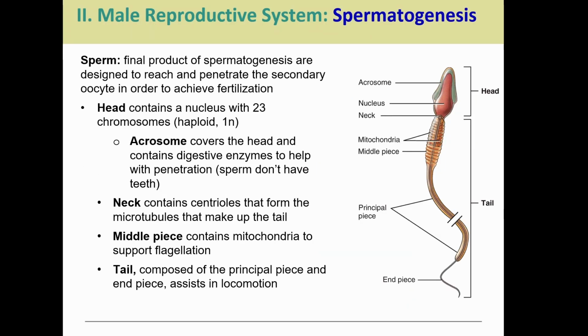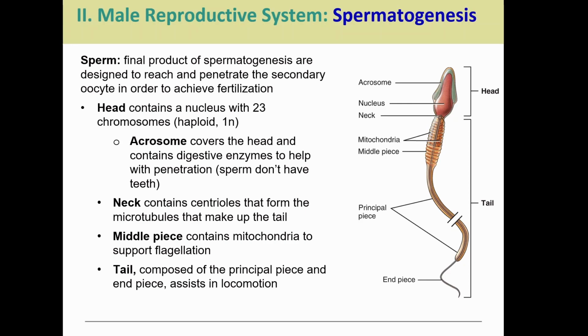And so here are the different pieces of a sperm cell. This is the final product. This is what's going to try to get into an egg or an oocyte. We have the head, which has the nucleus. It also has an acrosome over the top. The acrosome is going to have digestive enzymes in it to help with getting into the egg.